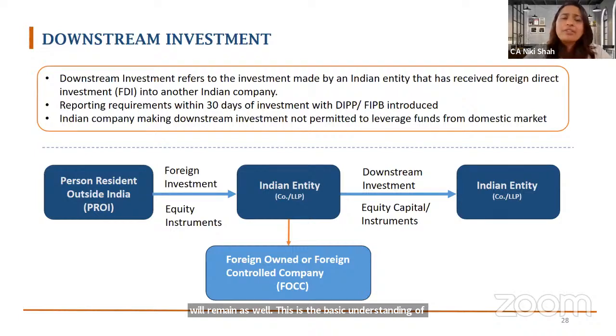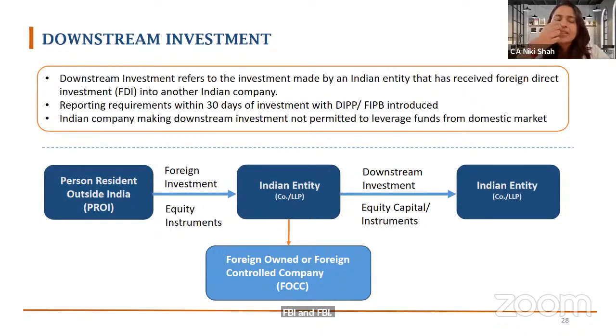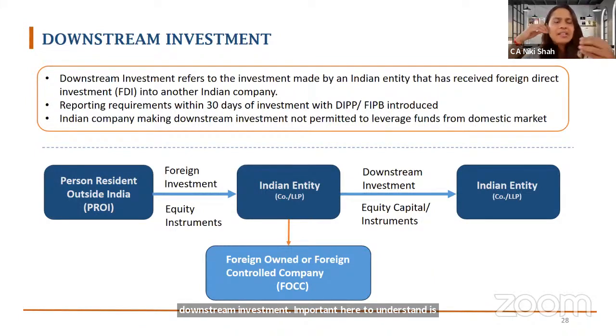The second topic that we said we will discuss is downstream investment. Important to understand here: if a person resident outside India invests in an Indian entity, let's say a company or an LLP, and then that Indian company further invests down into any other Indian company or entity, then this transaction will be called downstream investment.